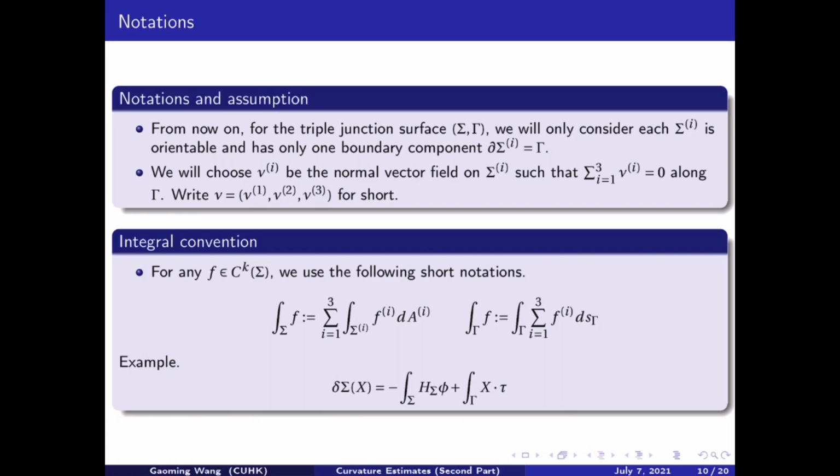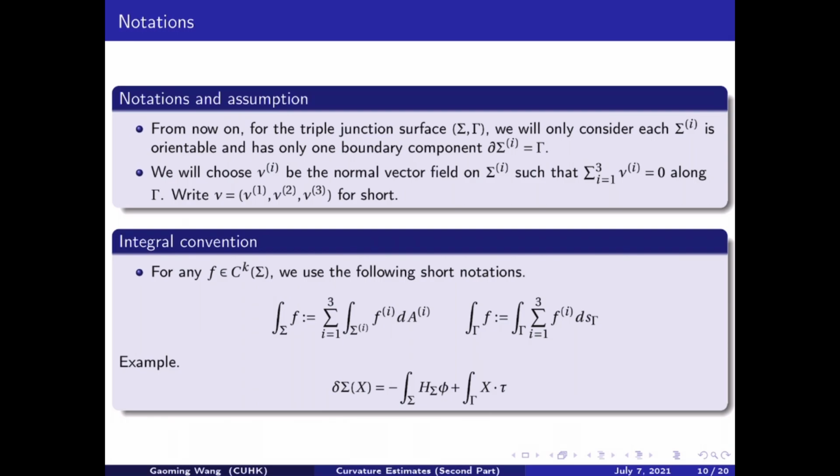Now, for any function f which has three components, including f in Ck sigma and f in WKP sigma, when we talk about the integration of f on sigma, we always mean taking the sum of each component fi integrated on sigma I. When we talk about the integration of f on gamma, we also mean taking the sum of each fi restricted on gamma and integrated on gamma.